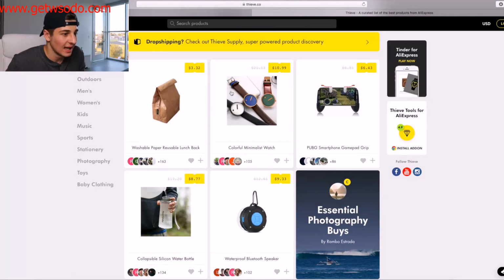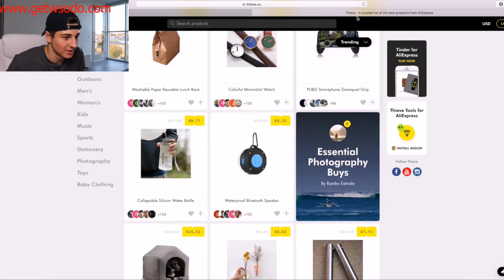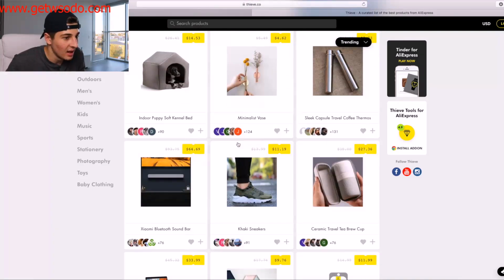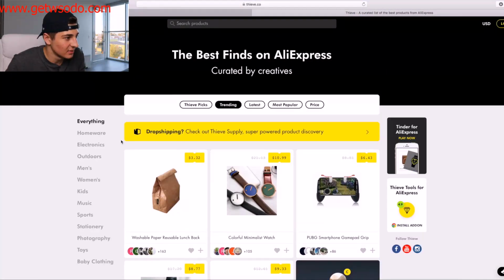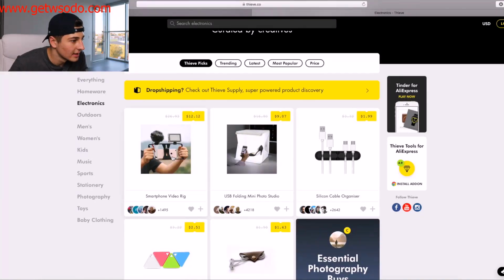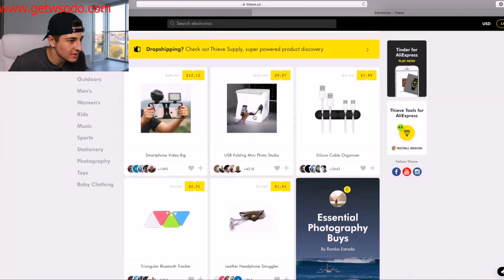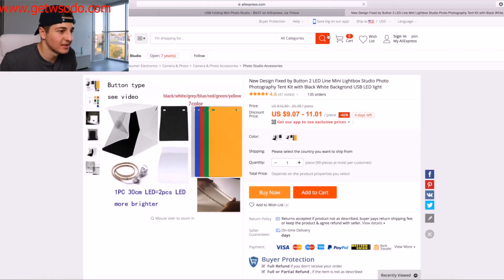So obviously this is Thieve, picks. We can go to trending and see what's on trending. Obviously, this controller, or this is not the Fortnite controller, but the Fortnite controller was pretty popular back then. So let's just scroll down and see what is doing well. Maybe we could do electronics, like a little gimbal or this. I think I've seen this before. This is pretty interesting. Let's click on this and then check it out on Ali and see how many orders it's getting per day.